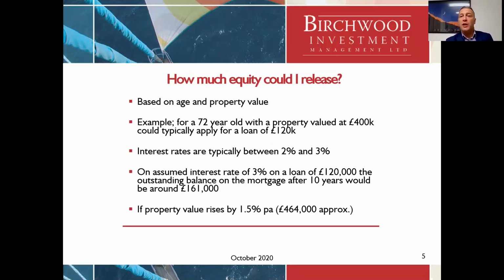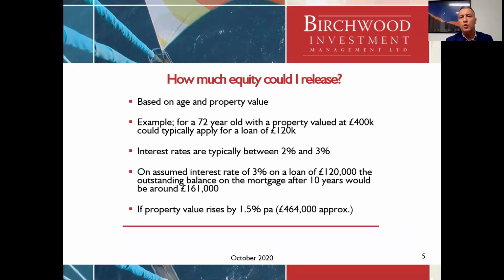So, how much equity can be released? Well, this is generally based on your age and the value of your property. And you can see from the example on the screen here, this is an example of a 72-year-old individual, has a property valued at 400,000, and they could typically apply for a loan of 30% of that value, which is around 120,000. Interest rates are typically between 2 and 3% currently. Interest rates are at an all-time low. So between 2 and 3% is quite attractive.